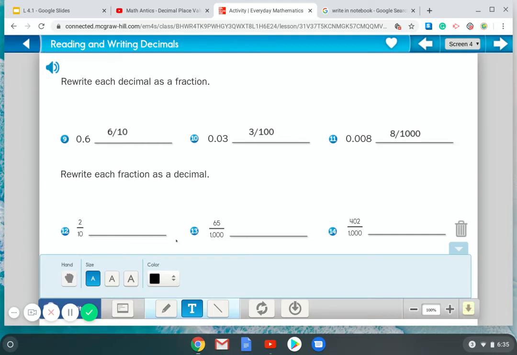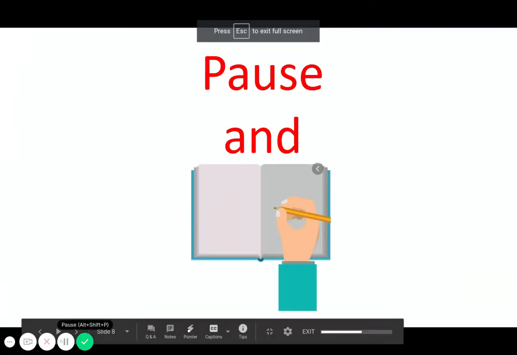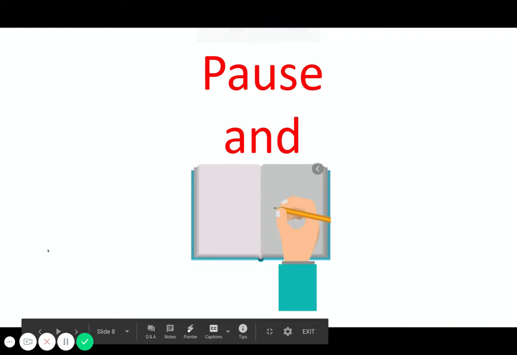Now, let's go ahead and do the opposite of that for problems 12 to 14, and we're going to take those fractions and rewrite them into decimals. Again, take the time to pause this video, open your notebook, and finish the problems.